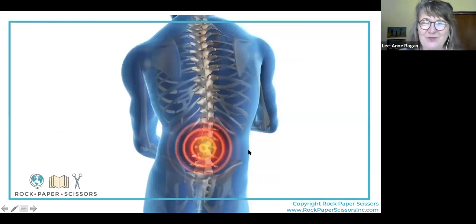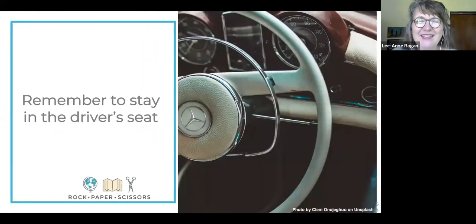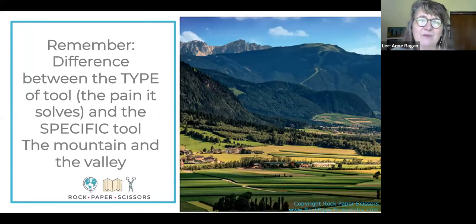So as usual, as I mentioned before, make sure these tools are solving some pain for you. Make sure that you're in the driver's seat, and that they're the appropriate difficulty level for you, you know, toe, dip, or dive. And that there's a difference between the type of tool and the specific tool. So the type of tool, for example, was a text expander. And then the specific tool that I was demonstrating was Type It For Me, right?